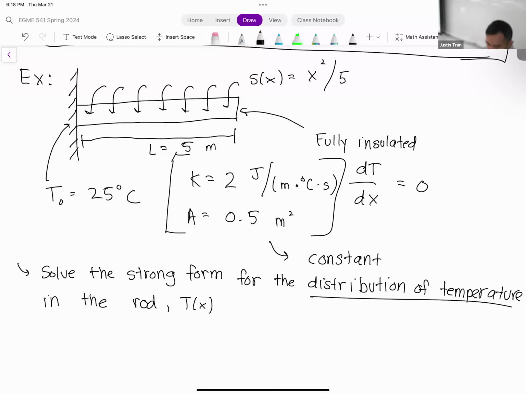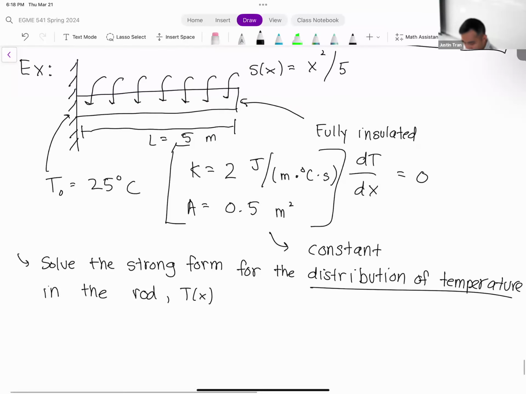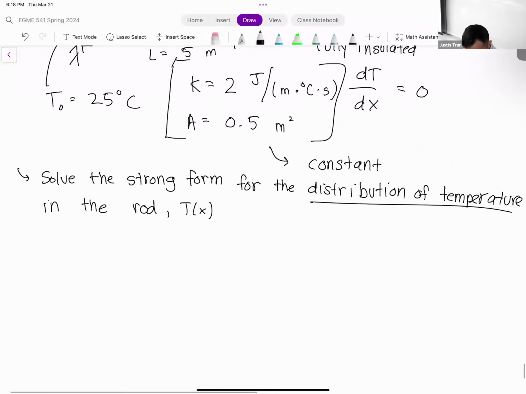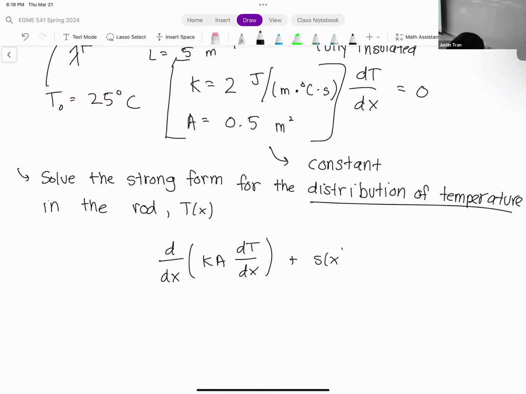So we're going to solve our differential equation and get its solution. Okay. All right. So let's start with our strong form equation. So our strong form equation is d dx of k times A dT dx plus S of x is equal to 0. Okay. Let's go ahead and plug in for all the parameters here.